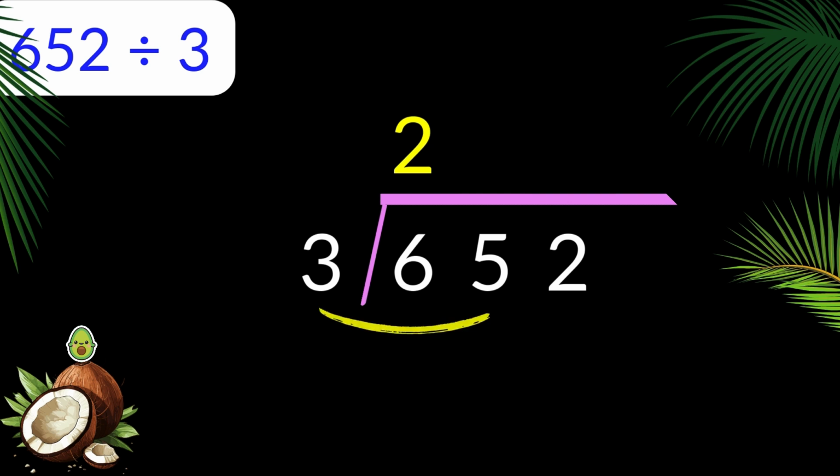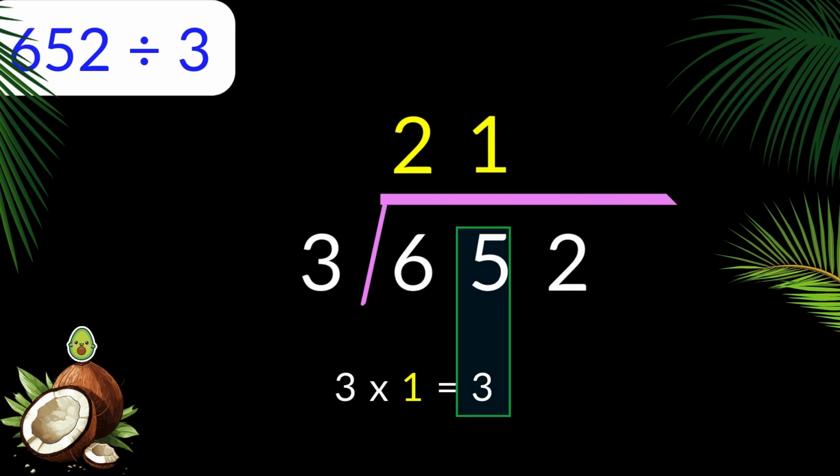Now, look at the 5. How many times does 3 fit into 5? 1. 5 minus 3 equals 2. Write the 2 in front of the next number.